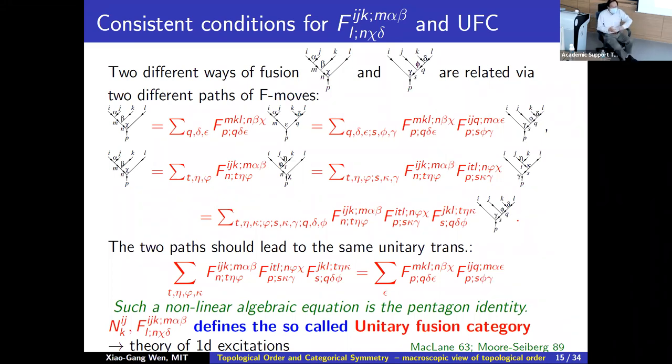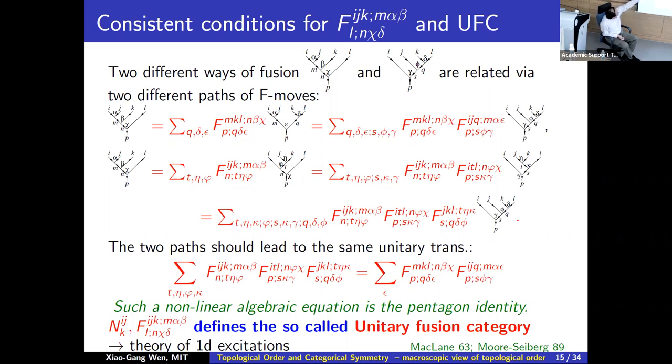And the F symbol cannot be an arbitrary unitary matrix. There's a very famous constraint called the pentagon identity. That is when you try to fuse four particles, then from this way of fusion to that way of fusion, there are two different paths. What I'm trying to say is that this order of fusion and that order of fusion are also related by a unitary matrix. But this bigger unitary matrix can be viewed as a composition of F symbols, which are smaller unitary matrices. It's really just like that.